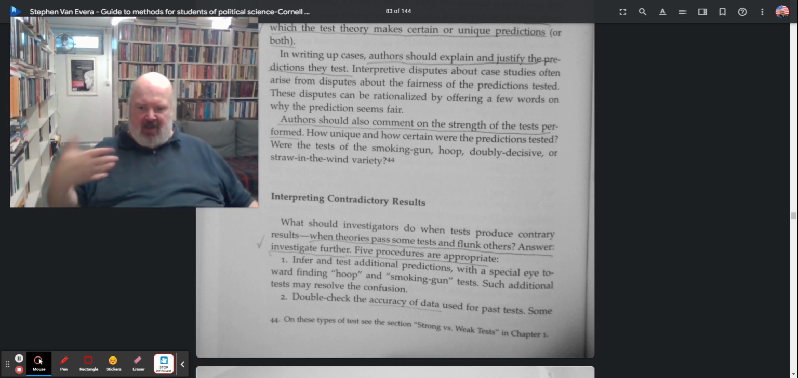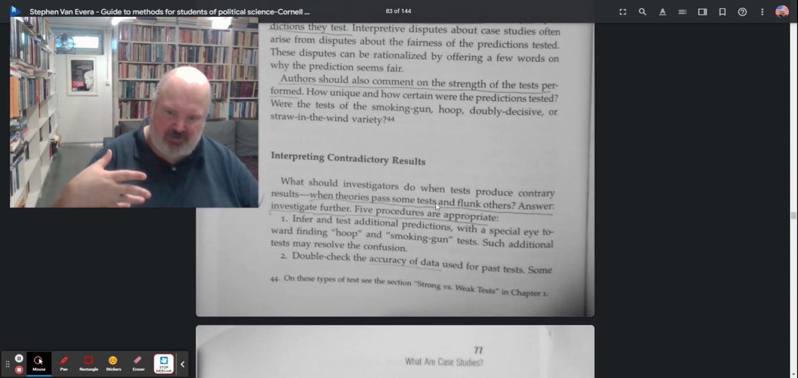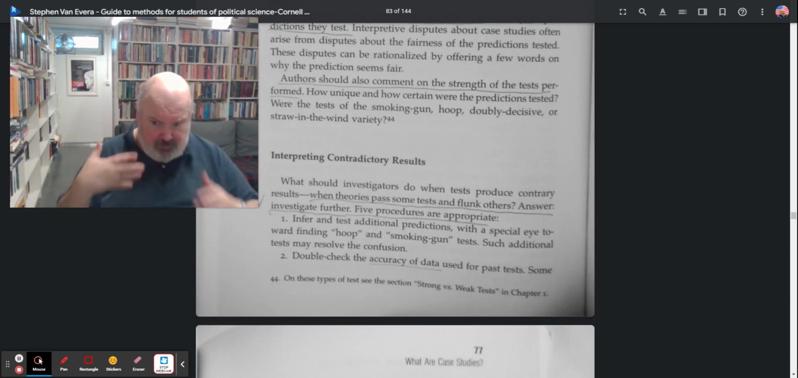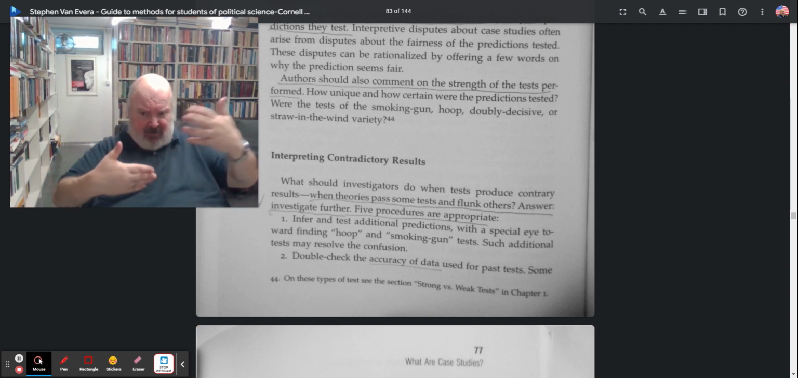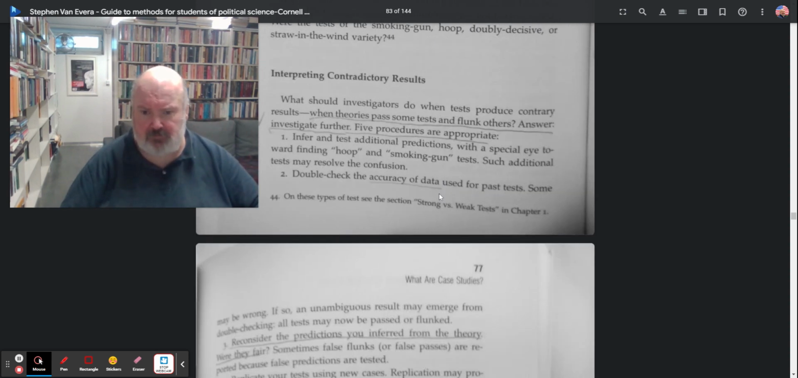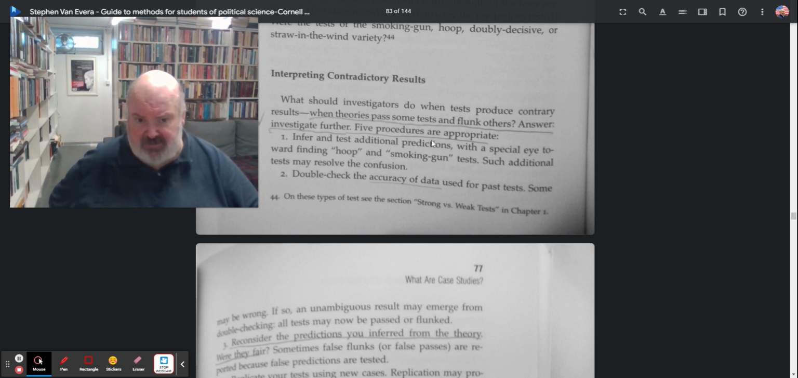Okay. Now, another thing we're going to be looking at in this chart today is interpreting contradictory results. What do we do about contradictory results? If we get results, but they're contradictory, what should happen? What should investigators do when tests produce contradictory results, when theories pass some tests but flunk others? Answer: investigate further.